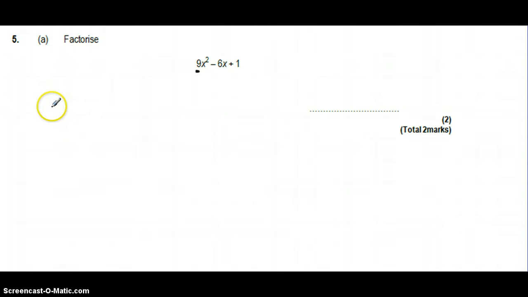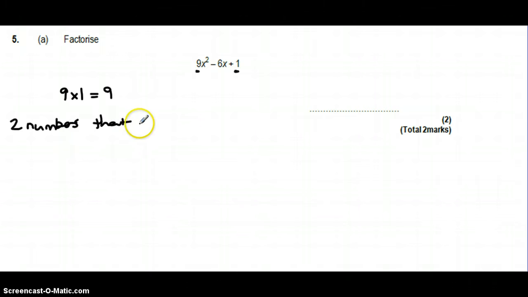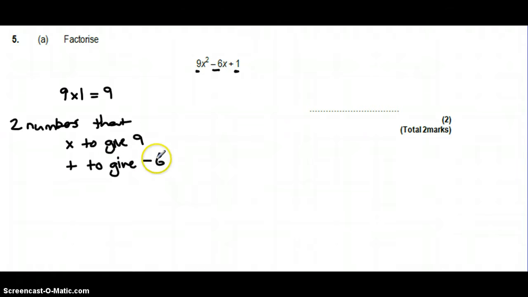What we need to do to start with is take the x squared coefficient, which is 9, and the constant, and multiply them together. So first of all, we do 9 times 1, which amazingly is 9. What that now means is that we are looking for two numbers that multiply to give 9, and they add to give the x coefficient, which means they add to give minus 6.